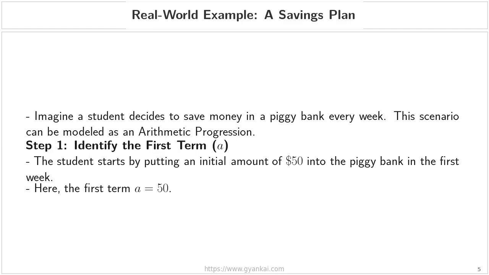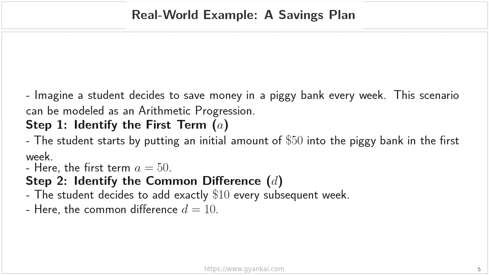Let's break this down using the 3 steps we've discussed. First, we need to identify our starting point, or the first term, which we denote as A. In our scenario, the student begins by putting an initial amount of $50 into the piggy bank in the very first week. So, in this specific progression, our A equals 50. Next, we need to identify the common difference, which we denote as D. This is the fixed amount added each week. The student decides to add exactly $10 every subsequent week. Therefore, our D equals 10.